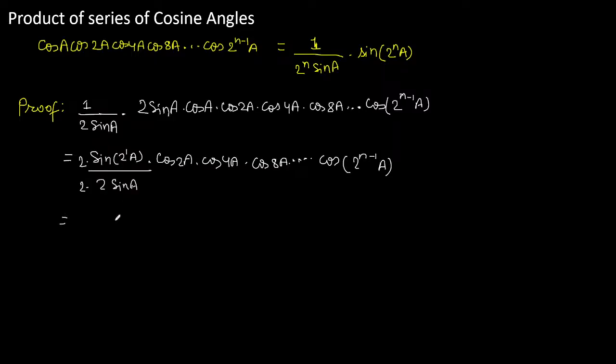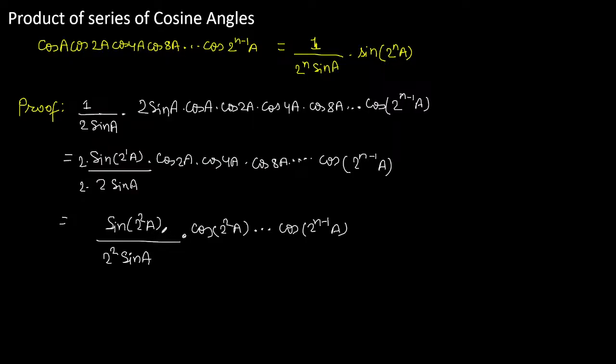So it is sin 2 square A by 2 square sin A, and we have cos 2 square A. This will keep on moving. We have cos 2 to the power n minus 1 into A.